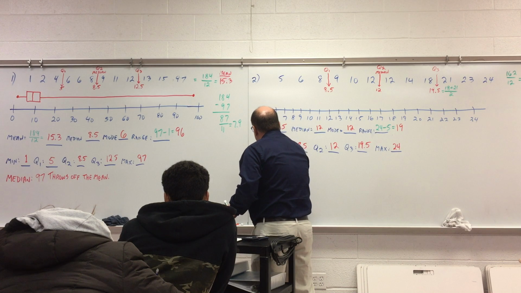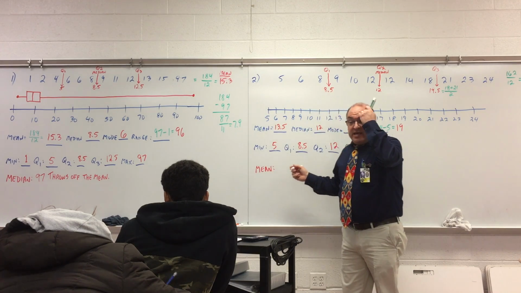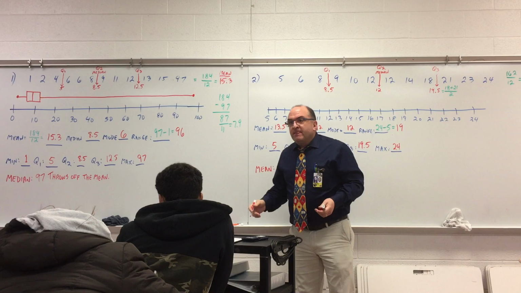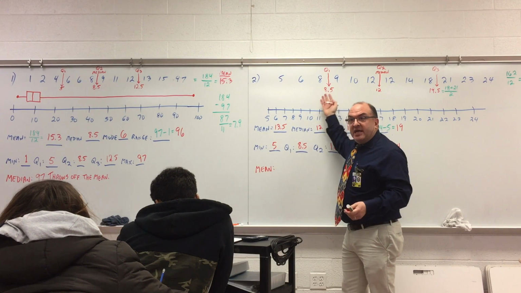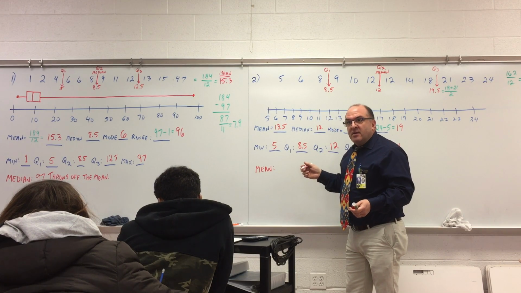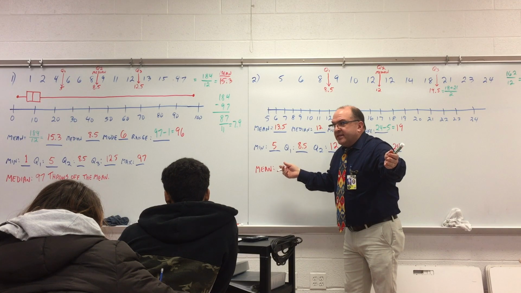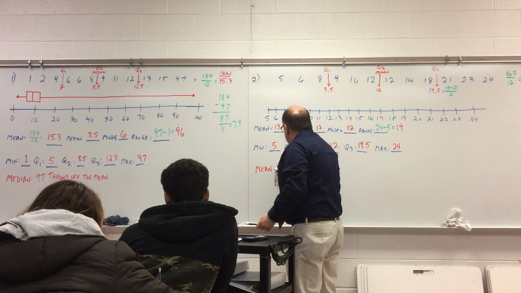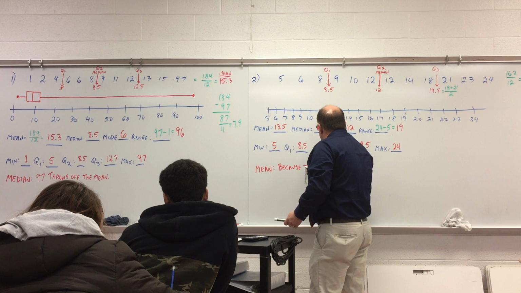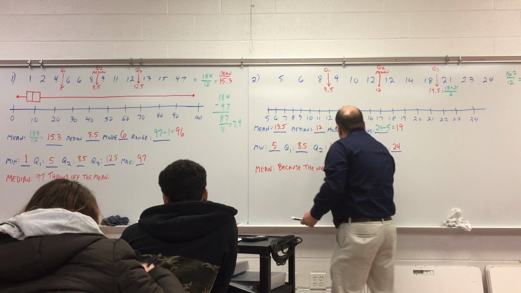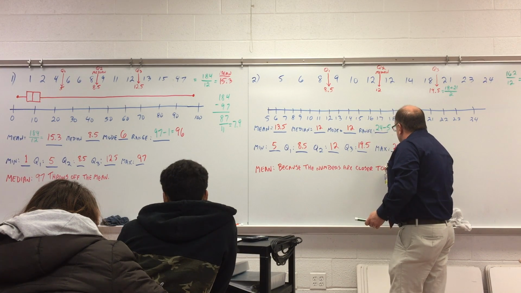So, who can give me a good answer as to why we use mean in this case? What is a good way to say it? Why is mean the better descriptor of this set of data for average? Because the numbers are close. Just say it that way, okay? Because the numbers are closer together. Okay?